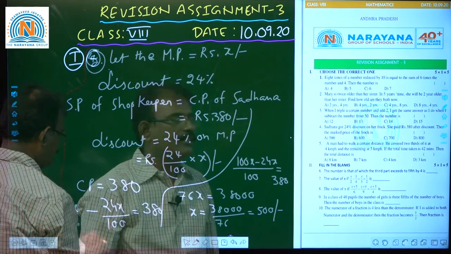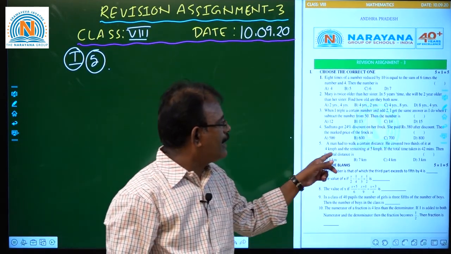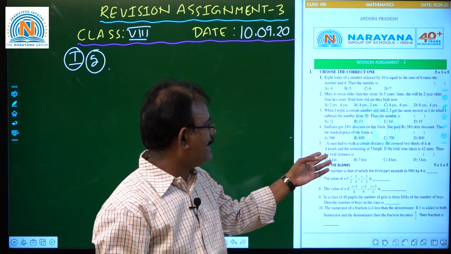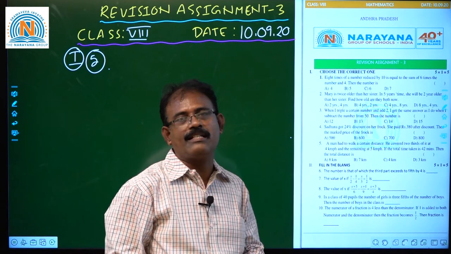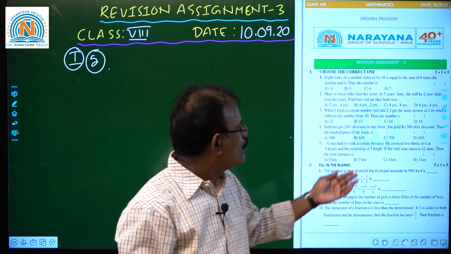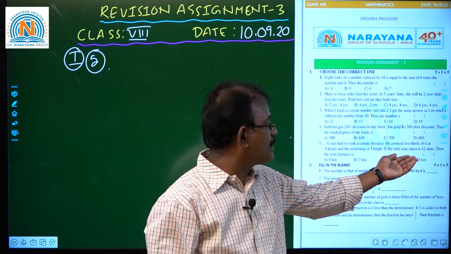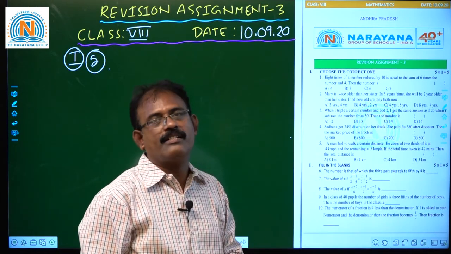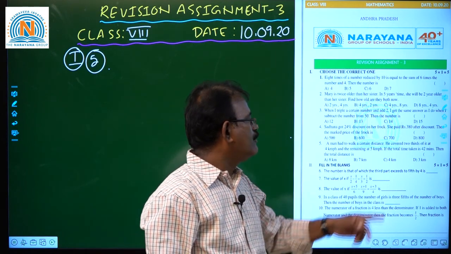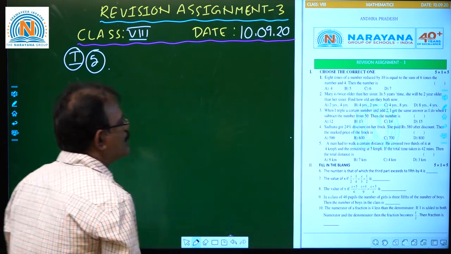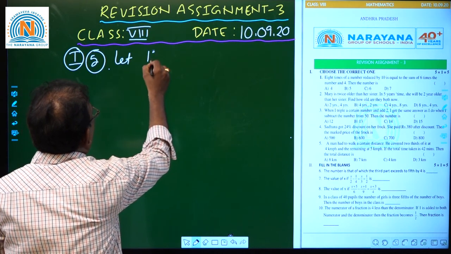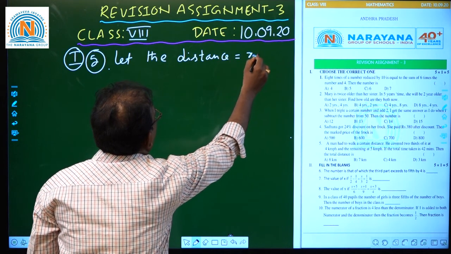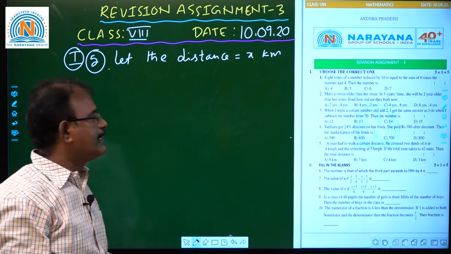Our next question. Come back to question number 5, children. A man had to walk a certain distance. He covered 2/3 of it at 4 km/h and the remaining distance at 5 km/h. The total time taken to cover the total journey is 42 minutes. Then what is the total distance they are asking? Okay, children, actually we don't know the distance. So let the distance be x kilometers.